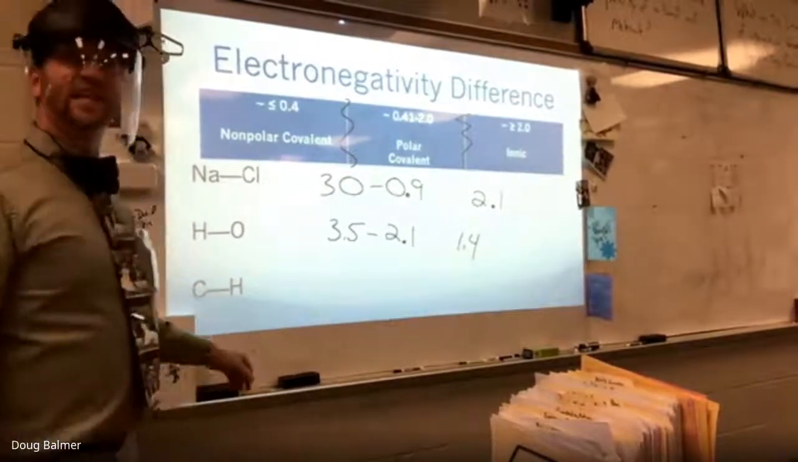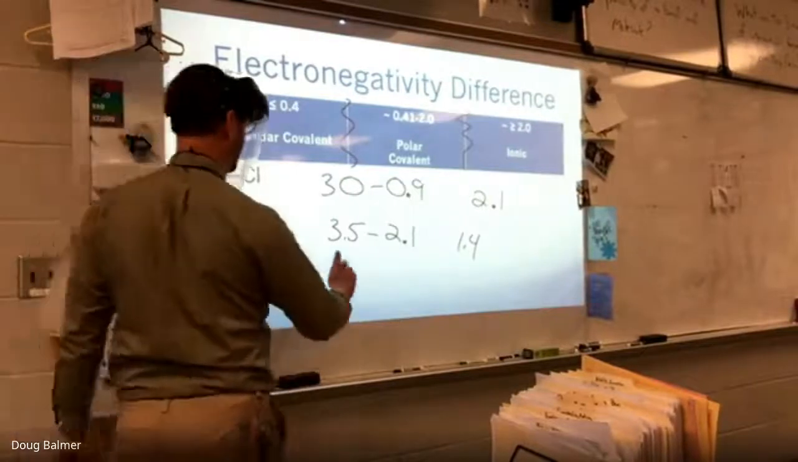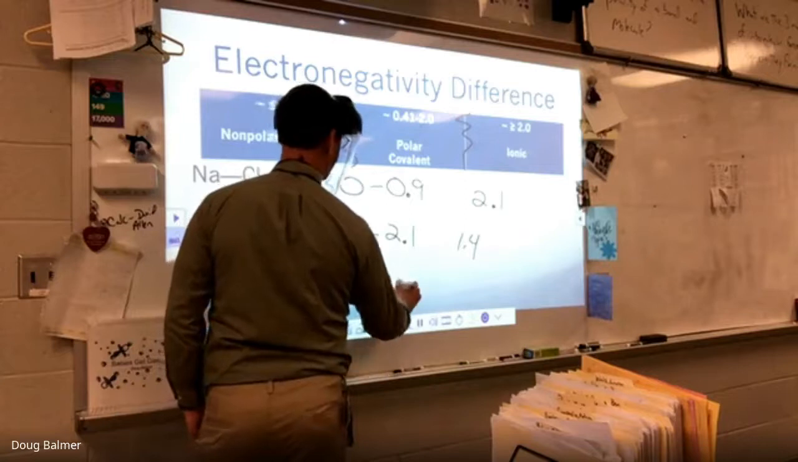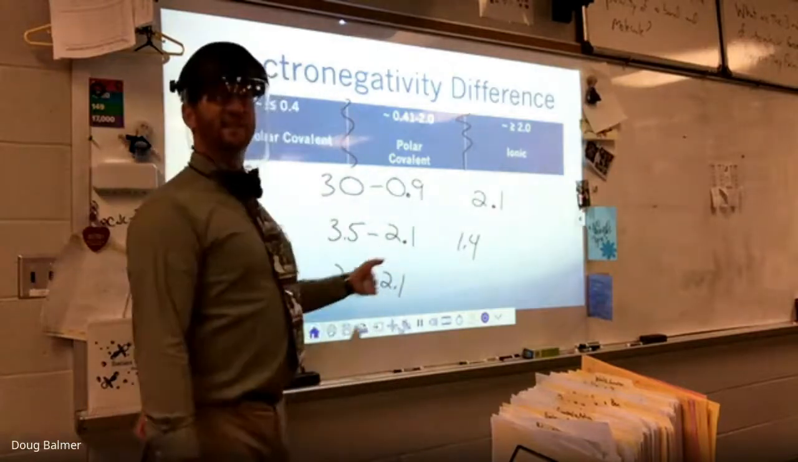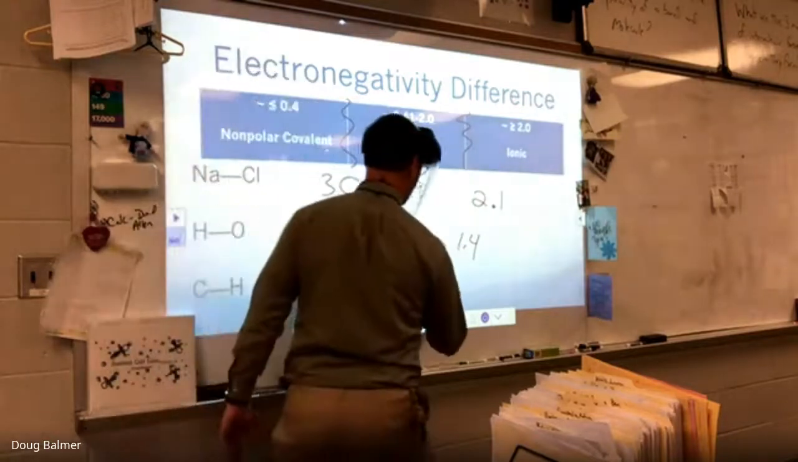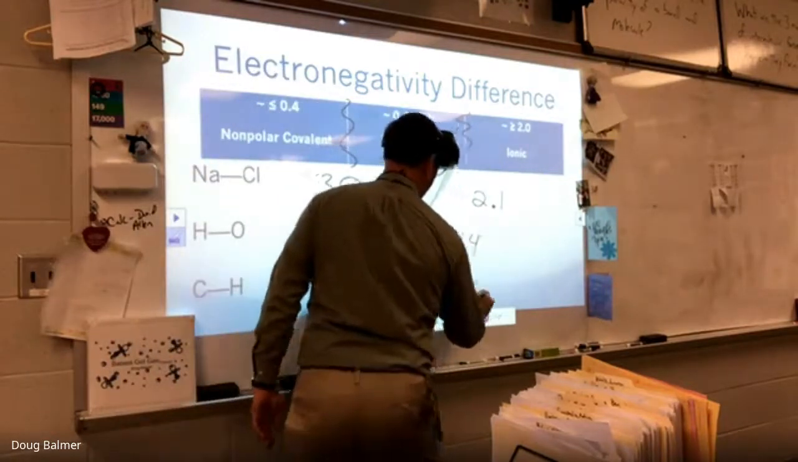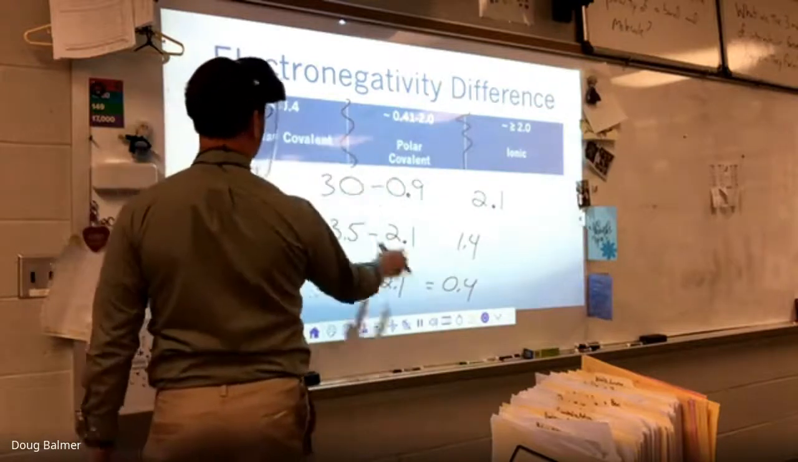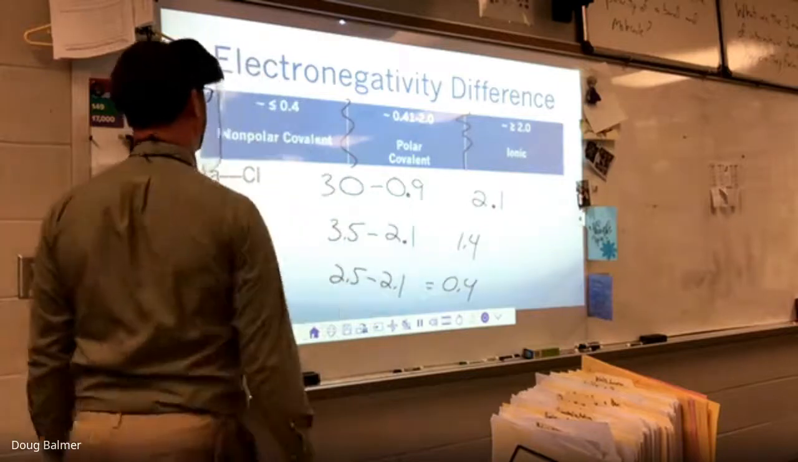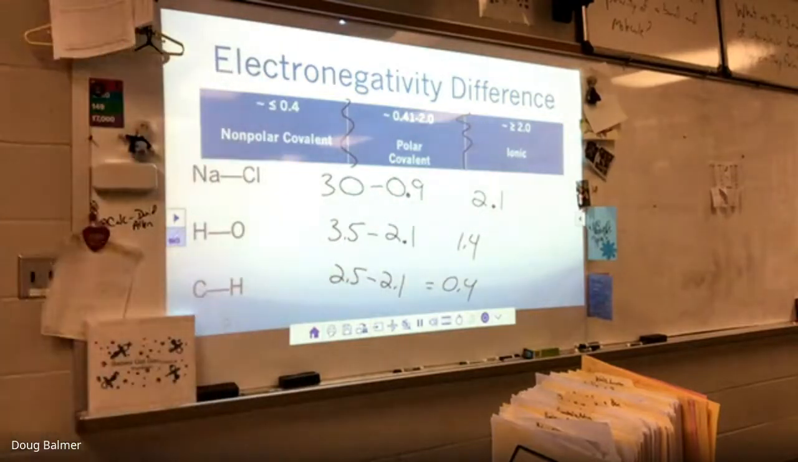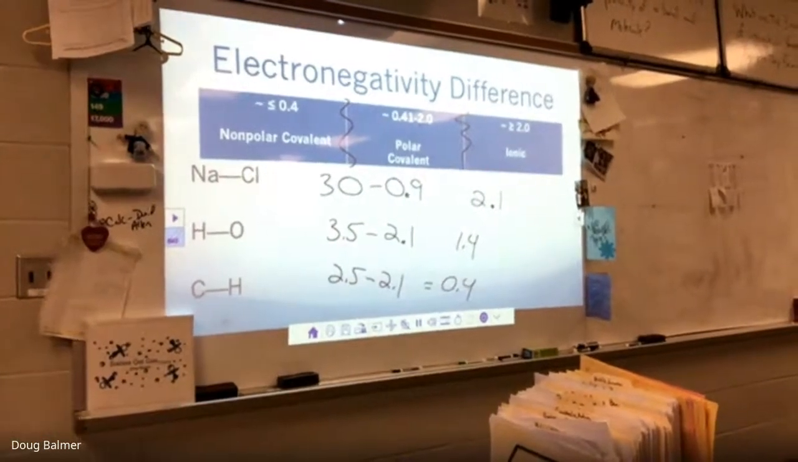And then finally, CH. C would be what? 2.5. H would be what? 2.1. Would you agree this is an unequal sharing of electrons? No. But because it's so small, again, I know this is a wishy-washy value here, but because this is such a small number, it's less than or equal to 0.4, we're basically going to say that this is an equal sharing of electrons. Technically, it's not, but it's so small, we're not going to really care about that difference.